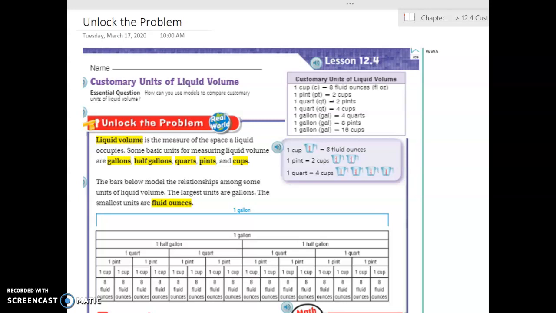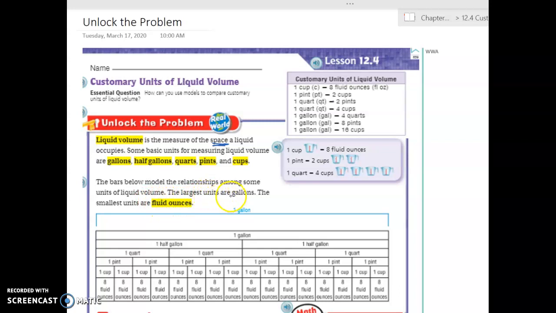Now, liquid volume is the measure of the space a liquid occupies. So that's really important to know right there, is the space liquid occupies. So that's how much space the liquid takes up. Some basic units for measuring liquid volume are gallons, half gallons, quarts, pints, and cups. Now pause this video at any time if you need to look over the words. Now, the bars below the model are relationships among some of the units of liquid volume.